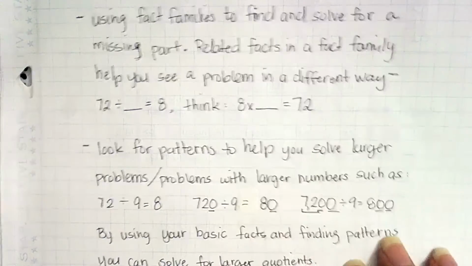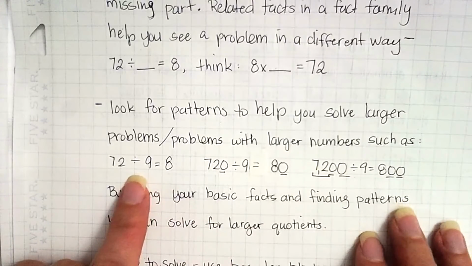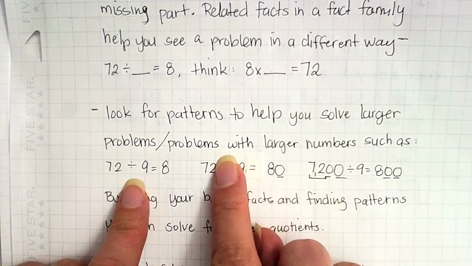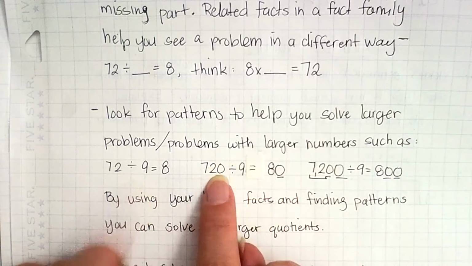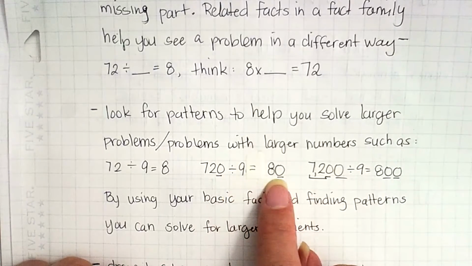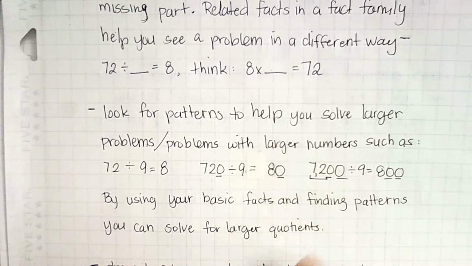So by using those basic facts, so this is your basic fact over here, you can solve larger problems. So if you drop that 0 in the beginning and just do 72 divided by 9, we know it equals 8. When you add that 0 back in, you add it on both sides. Same thing with the hundreds.